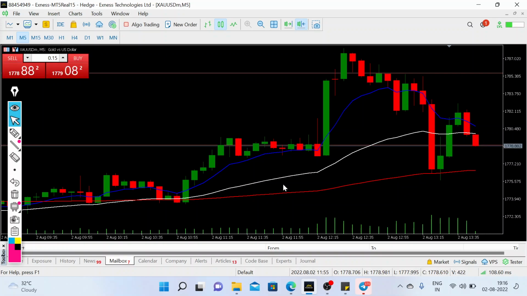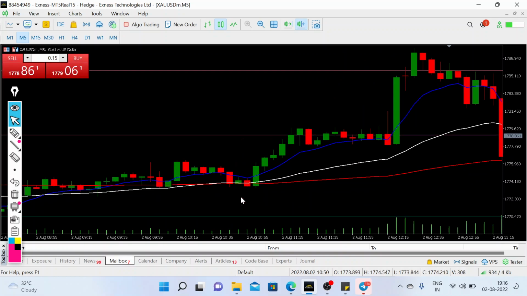So what is the use of looking at the higher time frame? In the higher time frame you can check the direction of the trend. So if the direction of the trend is down, you always look for sells, and if the direction of the trend is up, you always look for buys. That is very simple. I think most of you know you have to follow the trend.